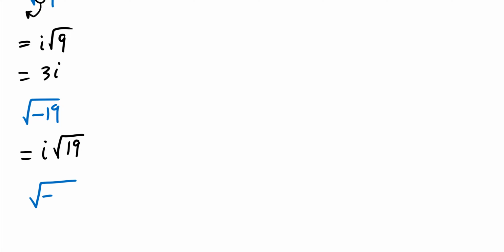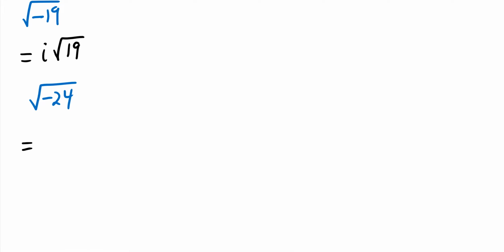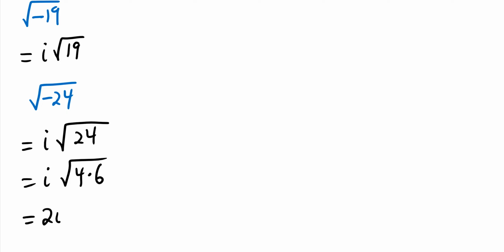The next one, the square root of -24. We take the negative outside as an i, and then the 24. Can we simplify 24? Well, it's 4 times 6. The 4 comes out as a 2, so we get 2i square root of 6. So you have to simplify to the maximum you can.